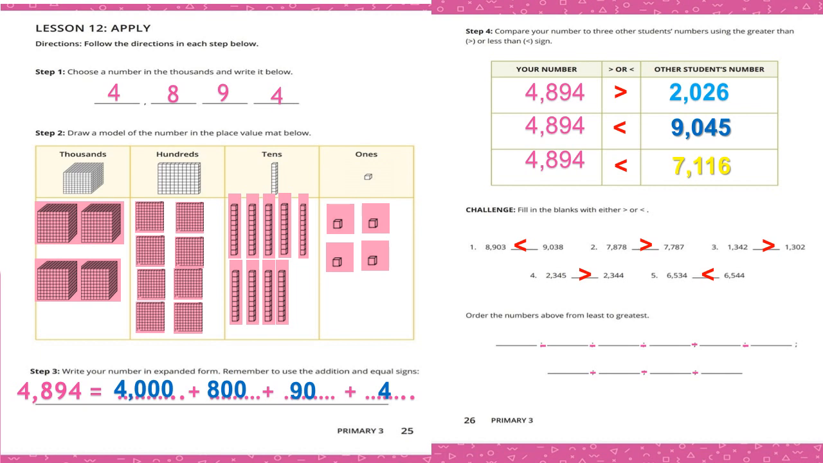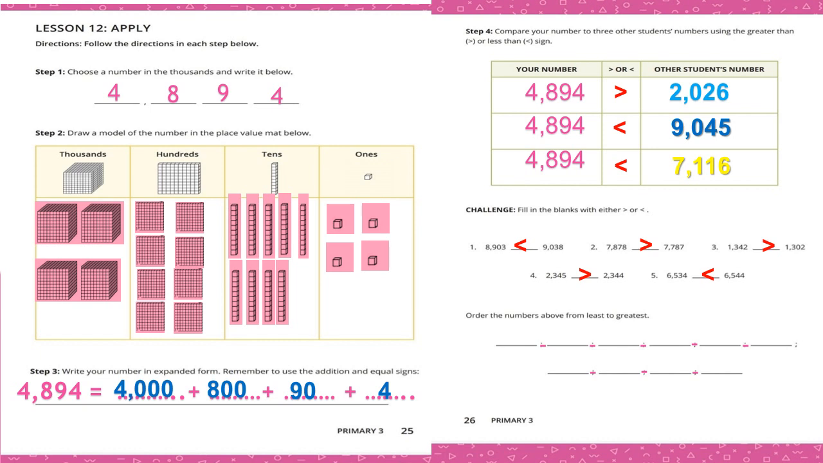Order the numbers above from least to greatest. These numbers, we make them from least to greatest. It means what? Ascending order. Right. Which is the smallest one here? We have here 8,000, 9,000, 7,000, 7,000, 1,000, also 1,000, 2,000, 2,000, 6,000, 6,000. Then, which is the smallest? We have here two 1,000.